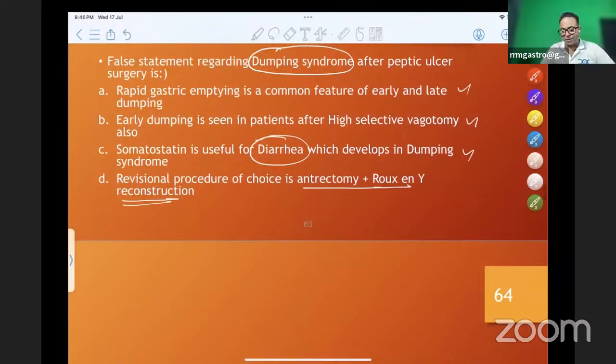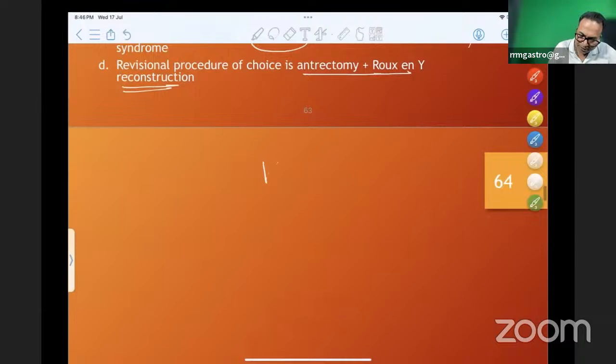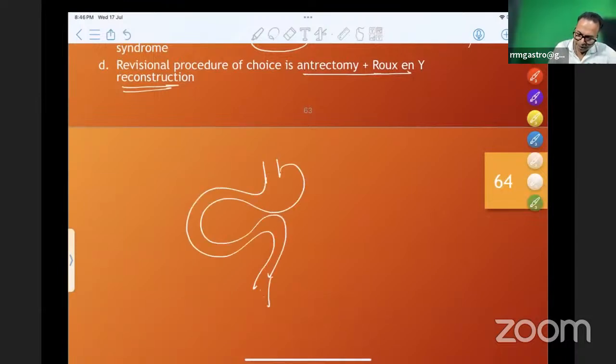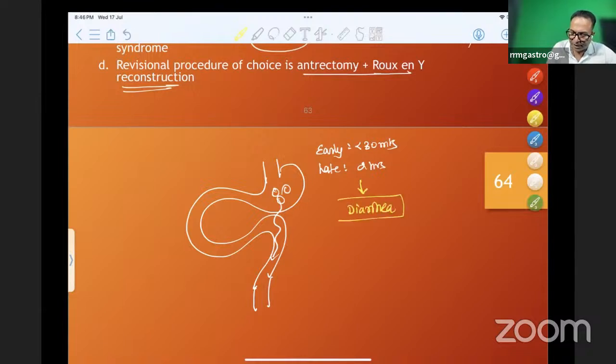Most of you would have read this chapter on dumping syndrome following a gastric surgery. For example, this is a gastrojejunostomy done. Now, when your patient is going to eat too much, the food particles will go down and cause early dumping and late dumping. Please go through them. Early dumping happens in 30 minutes. Late dumping happens in 2 hours. The patients will be characterized by diarrhea. One of the important symptoms of dumping is diarrhea.